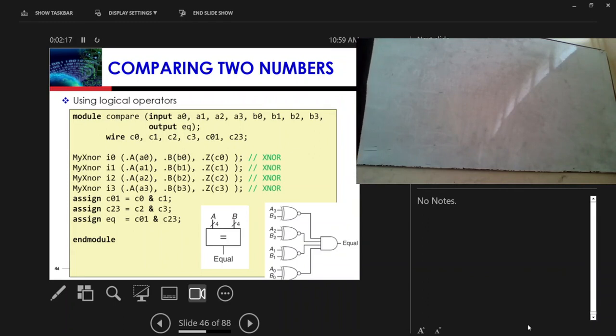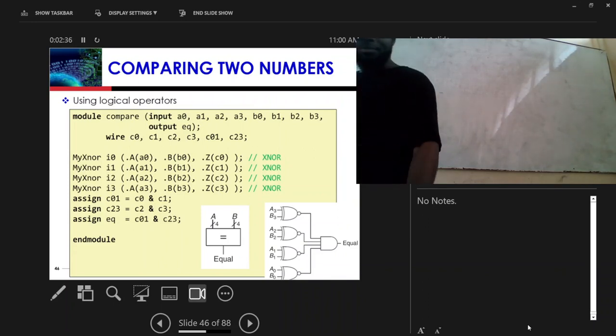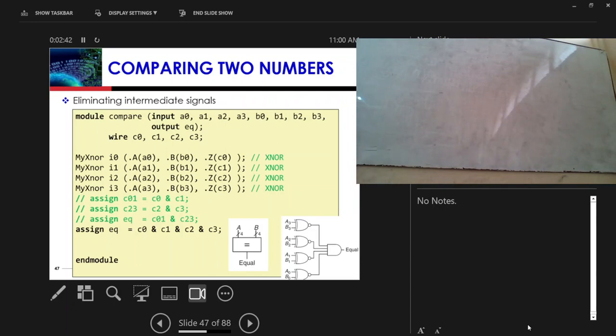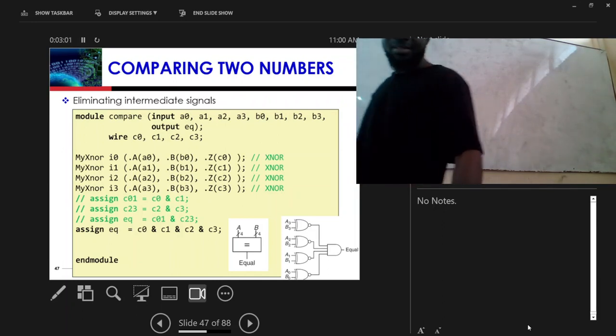Can you guys see? Yes. So I have C01 equal to C0 and C1, and C23 equal to C2 and C3. Then C01 and C23 is assigned to the output. Understood? Now I can actually also replace these three codes here with only one statement, right? C0 and C1 and C2 and C3. That easy, right? Are you guys seeing how it's been done? So it means that I can write long codes or short codes. Understood?